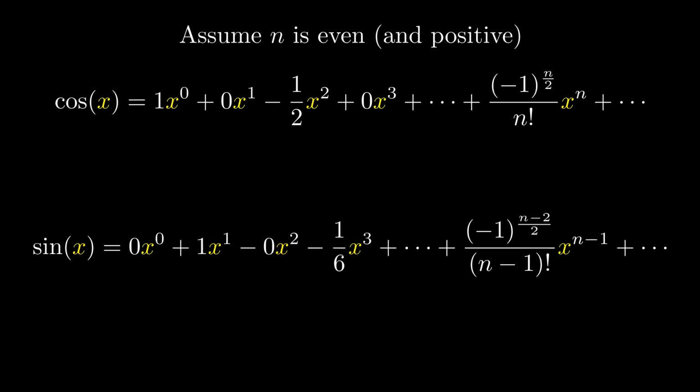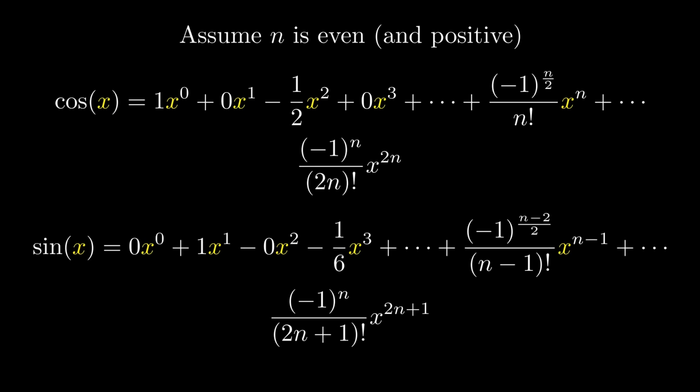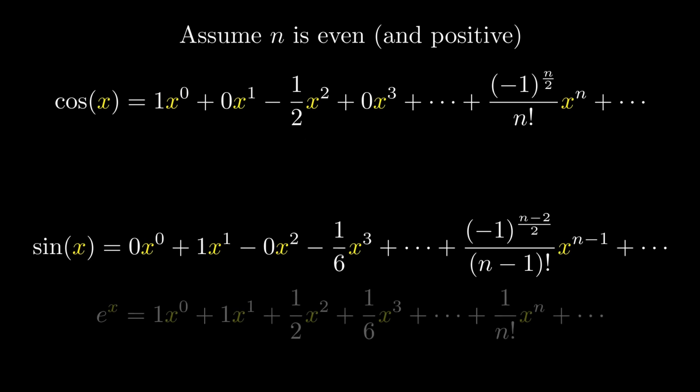If you look online or in a textbook, they'll often have the nth term of both equations written like this, as usually the 0 terms aren't considered. Let's look at the three Taylor series together.